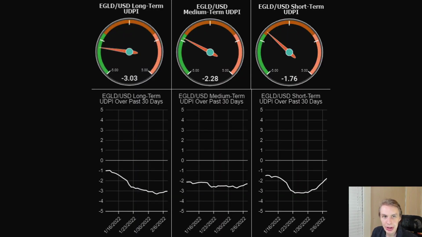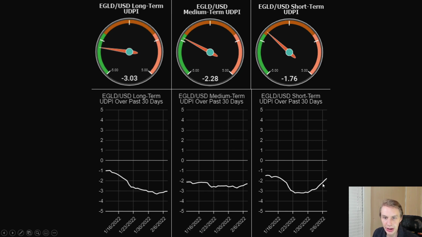So to wrap up the discussion today, I just want to talk about the current UDPI levels for EGLD. So looking across the time periods here, the long term is still below -3, so quite low risk. And again, this has set the stage for nice rallies in the past. No guarantee it has to happen, but it's certainly primed should it get the opportunity, in my opinion. Medium UDPI is also pretty low, -2.28. And short-term UDPI is -1.76.